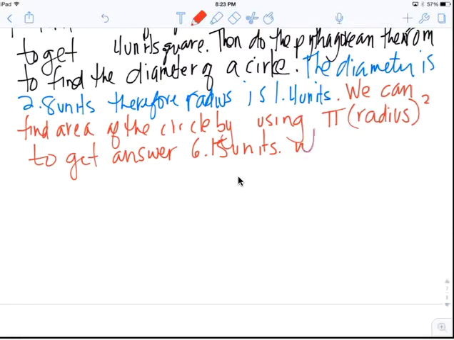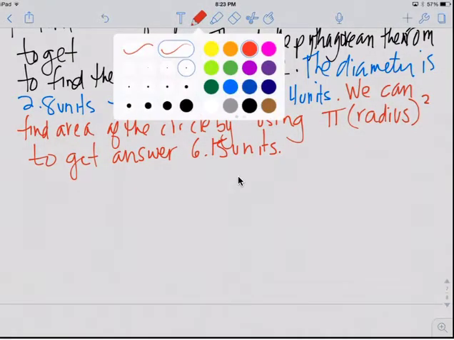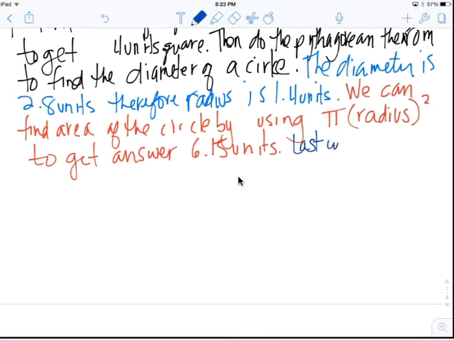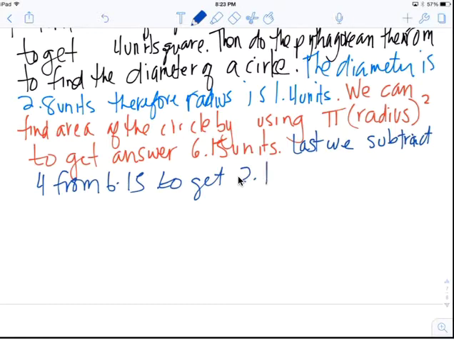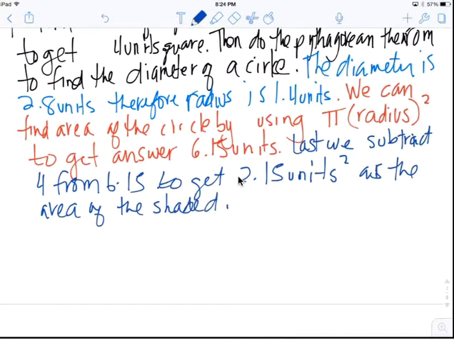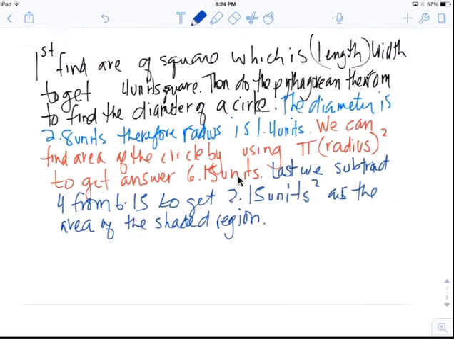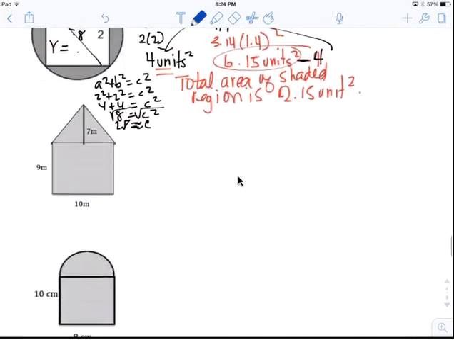Lastly, we subtract 4 from 6.15 to get 2.15 units squared as the area of the shaded region. Okay, that's how you explain it. Probably didn't give you guys enough room.